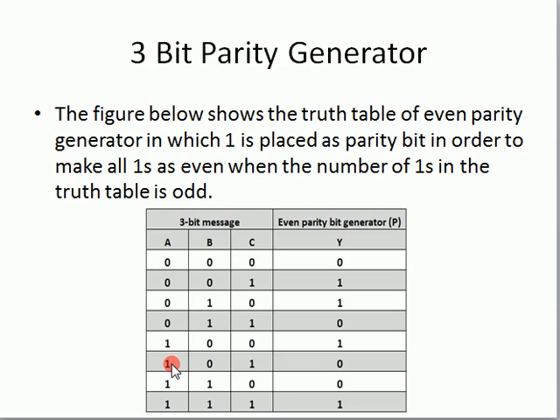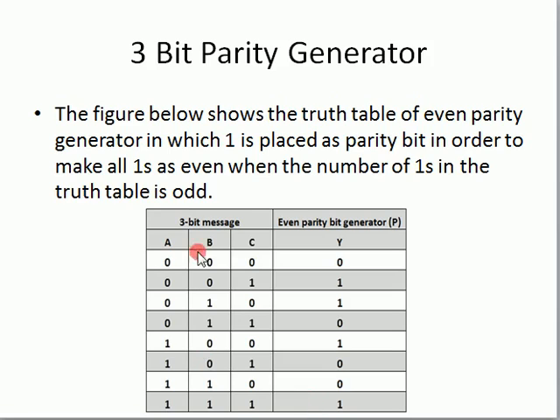Now in the next combination we have 1 0 1. Here it is an even number of ones, that's why the even parity bit will be 0. Here again we have 1 1 0, an even number of ones, that's why again P is 0. Now we have 1 1 1. Here the total number of ones is 3, that is odd. So at the input side we have an odd number of ones, that's why the even parity bit P is 1 here. That's how we make the even parity bit.